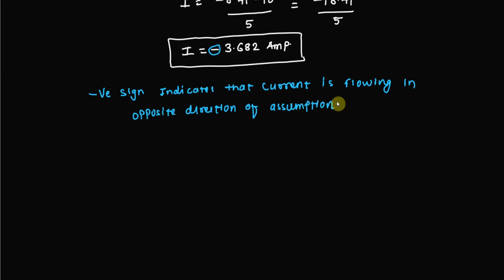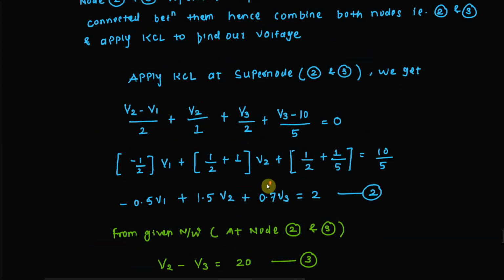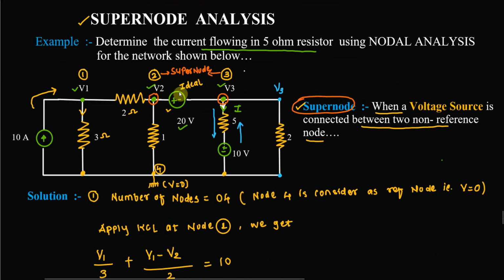So in that way, I have completed my question. They asked us to find the current flowing through the 5 ohm resistance with the help of nodal analysis. Thank you very much for listening to my lecture.